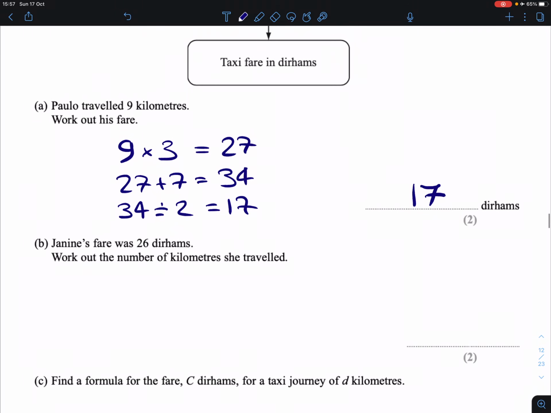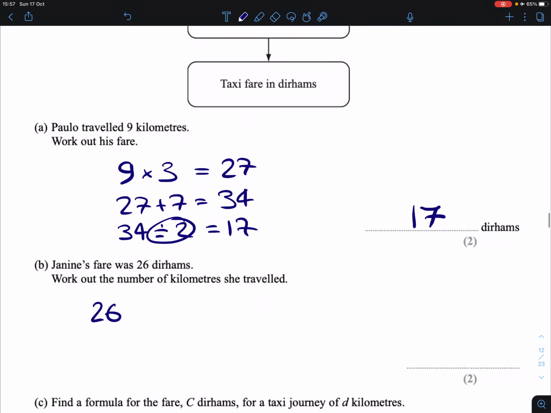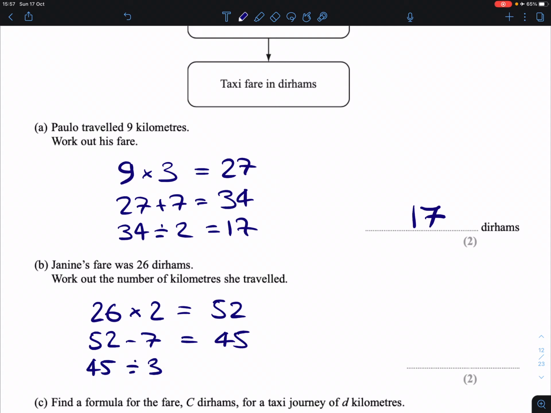Next part, we've been given a fare of 26 dirhams. So we've been given the number that would come at the end. Going back the way, instead of dividing by 2, we're going to multiply by 2, giving us 52. Then, instead of adding 7, we subtract 7, which will give us 45. And lastly, instead of multiplying by 3, the last step would be divide by 3, and that will give us 15 kilometres as the distance of that taxi fare.